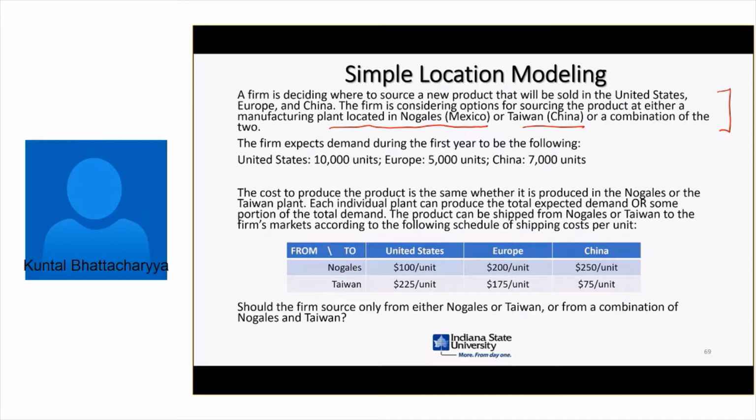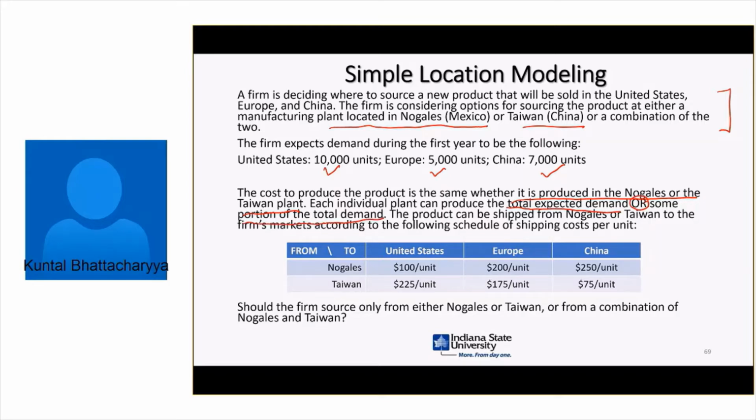So the firm expects demand during the first year to be the following. In the United States, the demand is 10,000 units. In Europe, it is 5,000. In China, it's 7,000. The cost to produce the product is the same, whether it is produced in Nogales or the Taiwan plant. That's just an assumption, just to keep it simple. Now, each individual plant can produce the total expected demand or some portion of the total demand.